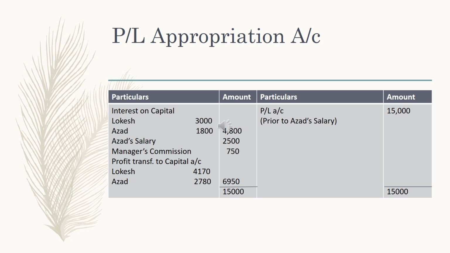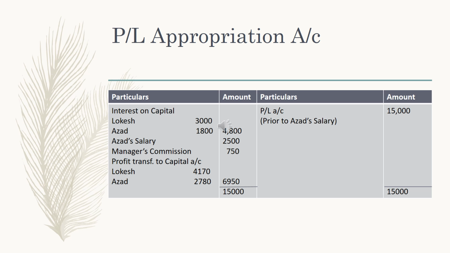I suggest that in exams also, please make points and always show your calculations clearly so that the teacher is able to give you marks wherever possible. When you show working notes, it shows that you have calculated properly. So interest on capital for Lokesh and Azad, which we did in the previous slide, is 3,000 and 1,800. Azad's salary is given to us as 2,500 per annum.